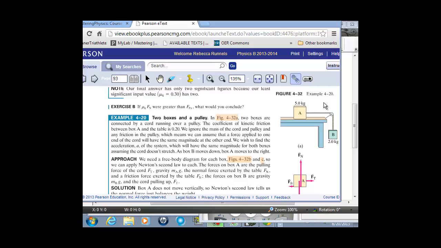We wish to find the acceleration A of the system, which will have the same magnitude, now keep that in mind, for both boxes, assuming the cord doesn't stretch. As box B moves down, box A moves to the right. So that's our setup.